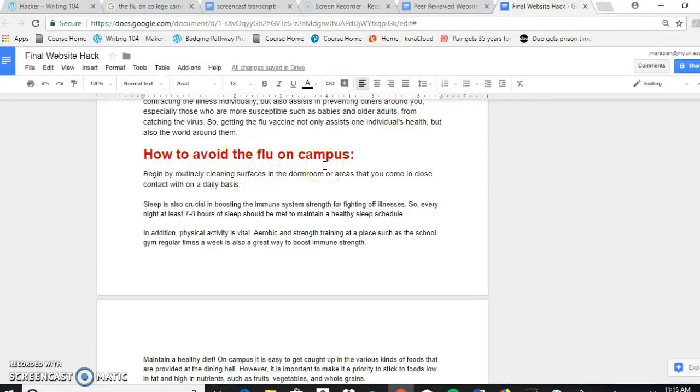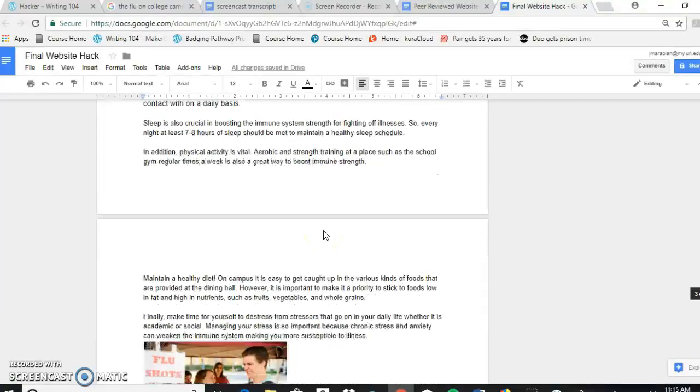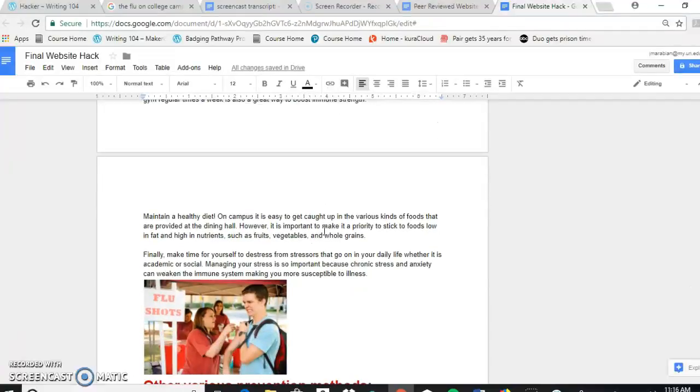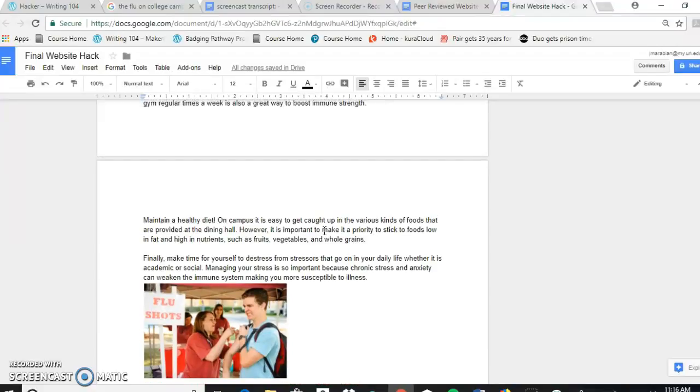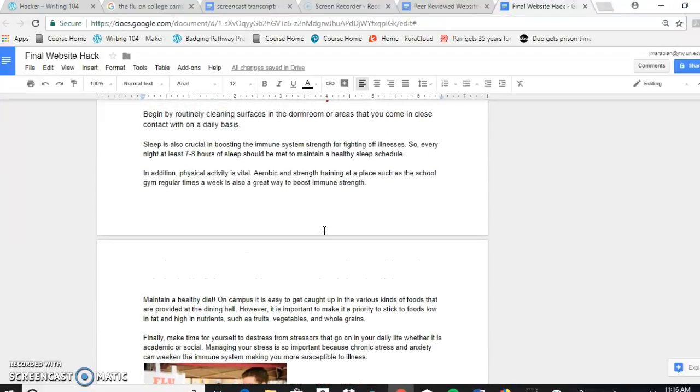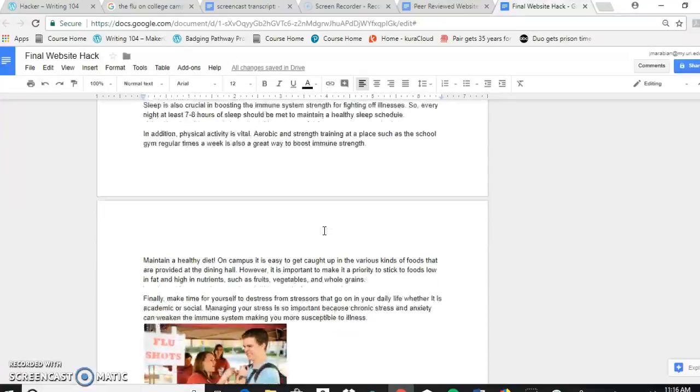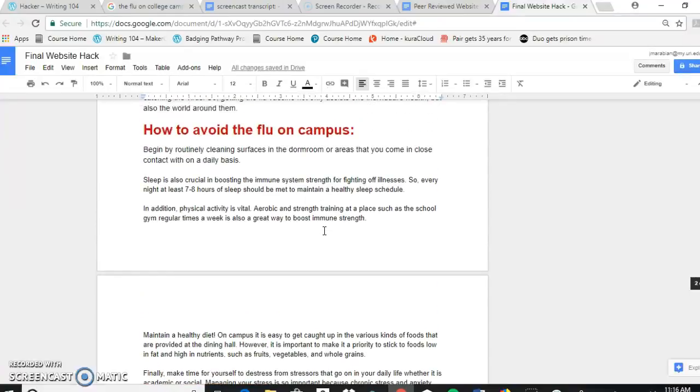And I was hoping this wouldn't only keep their interest, but it would also raise awareness about how college students really can keep themselves healthy on a day-to-day basis, since they don't really have any guidance from their parents anymore telling them how to stay healthy. It's more independent and on their own.